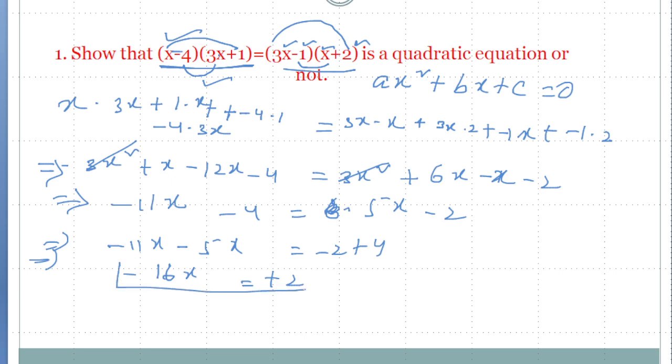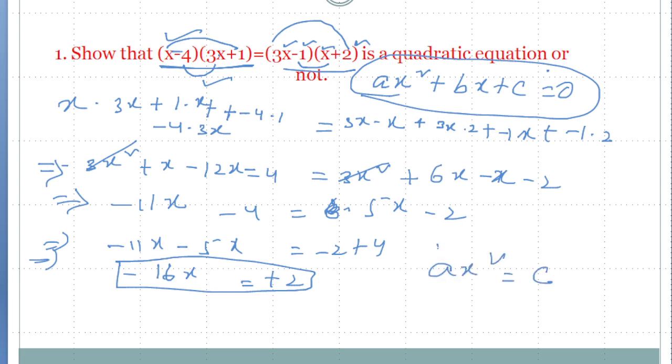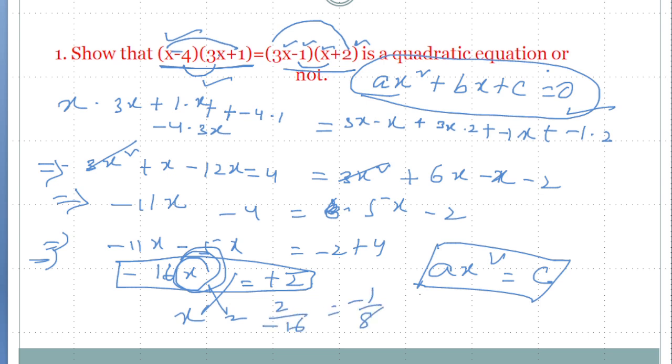Now see carefully. Is it a quadratic equation or a pure quadratic equation? That means whether it is in this form? No, it is not in this form, it is not in ax square equals to c. It is not in a pure quadratic form or a quadratic form. So this is not at all a quadratic form. Here the unknown part is x, so this is a linear equation. x equals 2 by minus 16, which equals minus 1 by 8. Okay, so this is a linear equation. It is not a quadratic equation.